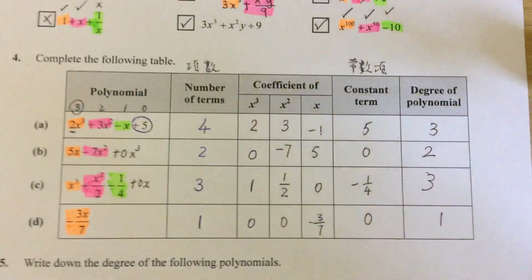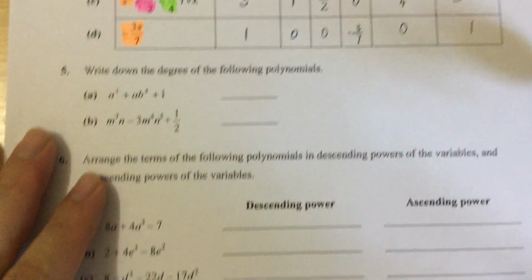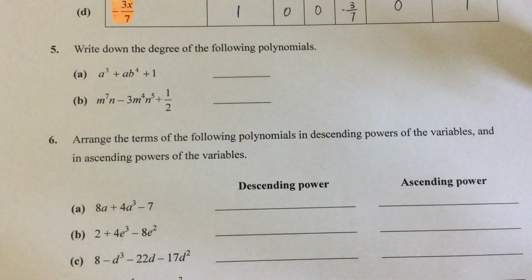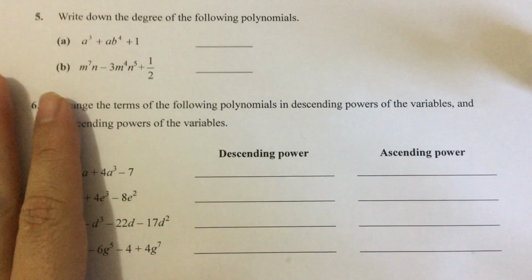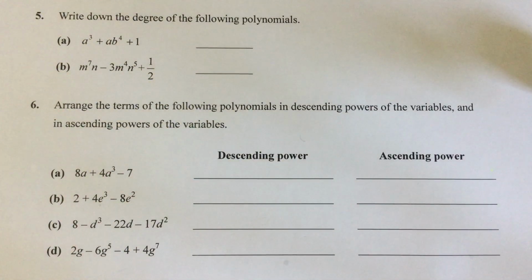Okay, now I will show question 5 for you all. Now you are going to write down the degree of the following polynomials. So I will give you 15 seconds. Please try yourself to find out the degree of the polynomial for question 5. Okay, now we will tell you the answer.